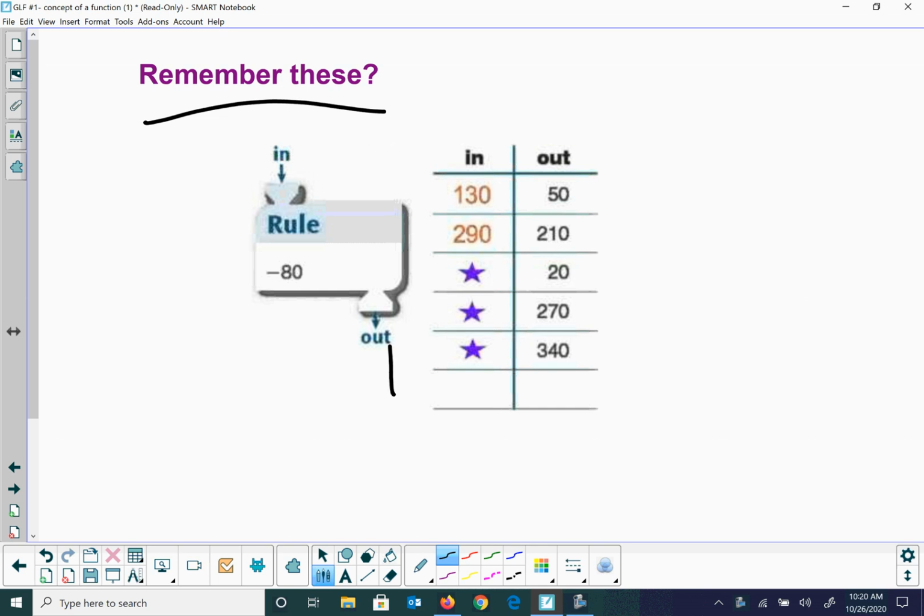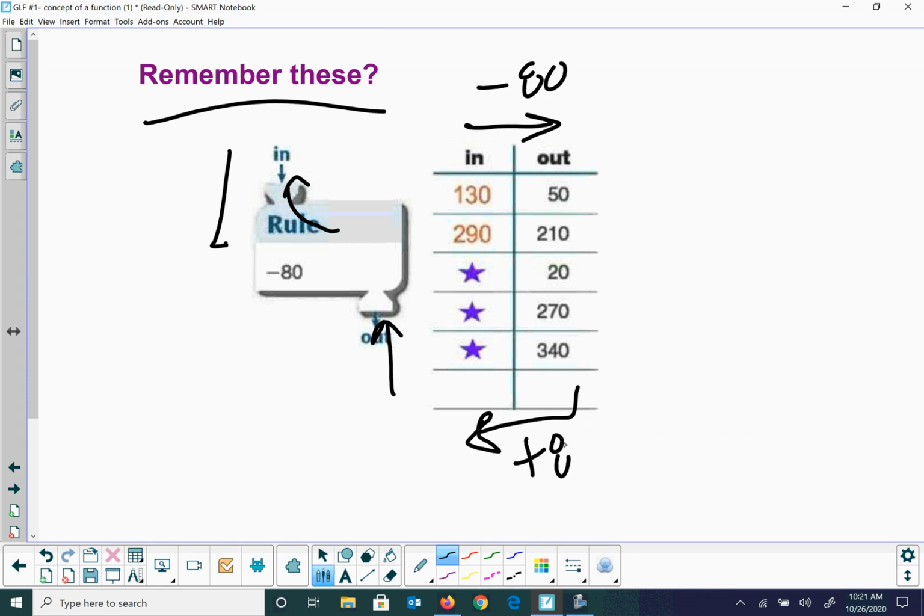But then if you went backwards, if I had put 20 in, and I had originally subtracted 80 from it, basically that would have come out to be 100, and so on and so forth. So remember, you can work these backwards as well. If I was going from input to output, I was subtracting 80. If I went from output to input, I would add 80 to it.